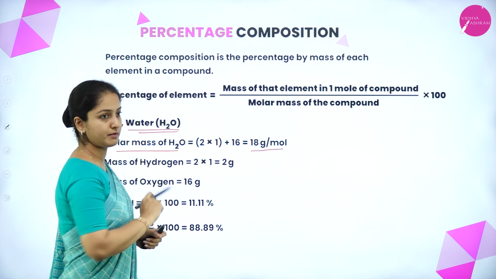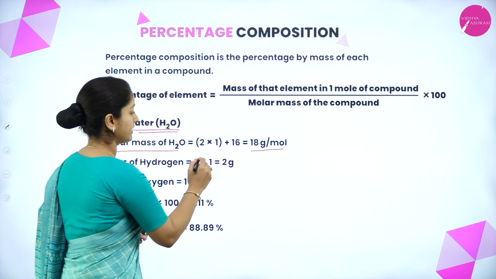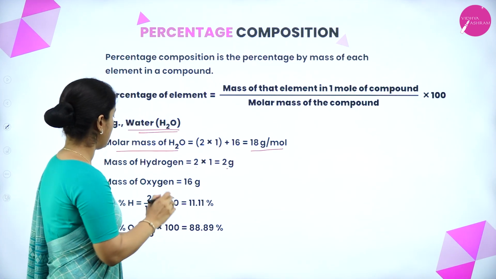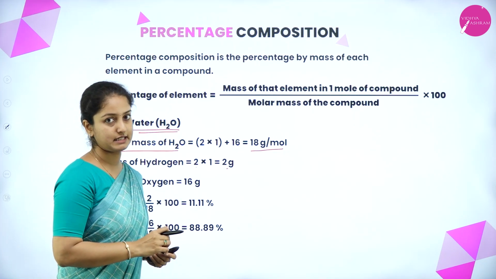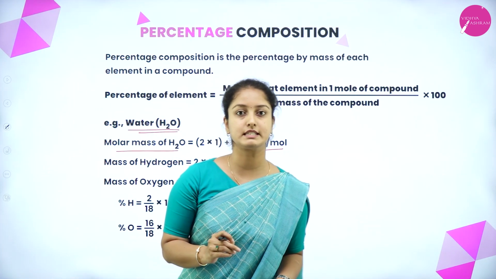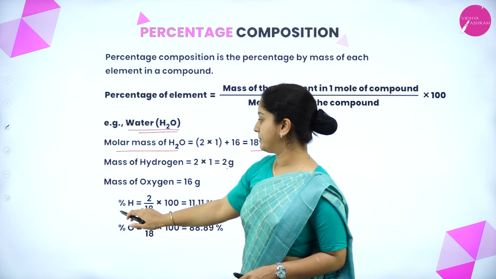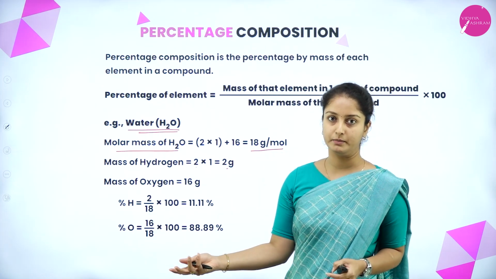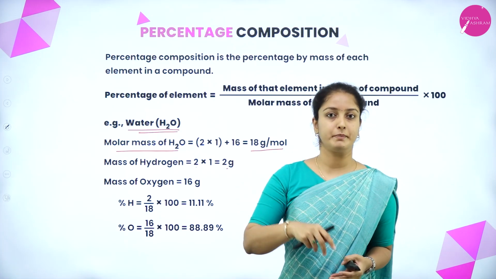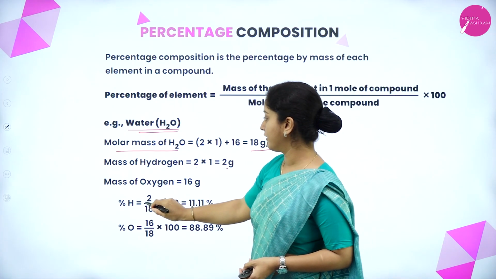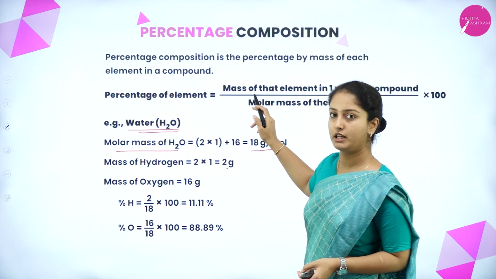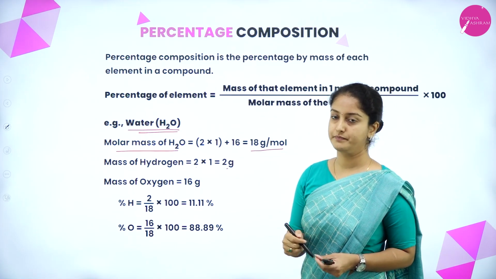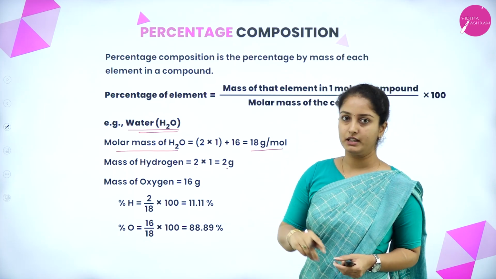Since there are 2 atoms of hydrogen present in water, it is multiplied by 2, which gives 2 grams. And the mass of oxygen is 16 grams. Now, we shall see how to calculate the percentage of hydrogen, that is, for the individual element which contributes to that particular compound. It is given by the formula: mass of that element present in 1 mole of a compound divided by the molar mass of the compound.